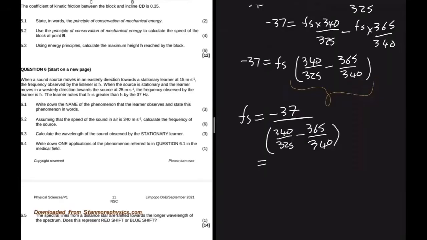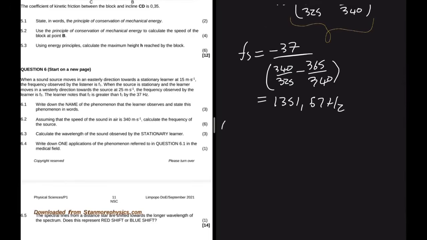And when I punch that in my calculator, I'm getting 1351.57 hertz. So if you look at this problem that we just did, the physics is really straightforward. We have a scenario where the sound source is the one moving, and a scenario where the listener is now moving. As soon as you set up your equations, you're just left with solving the math.